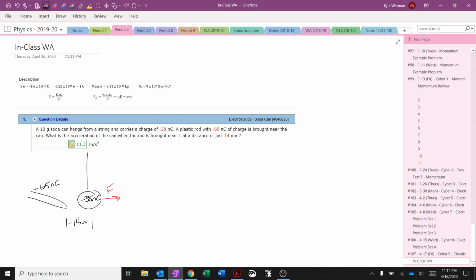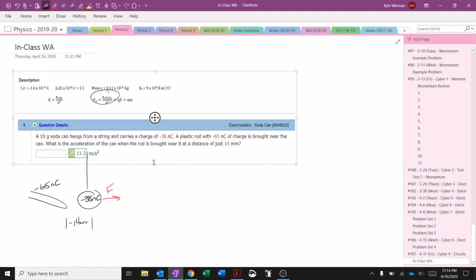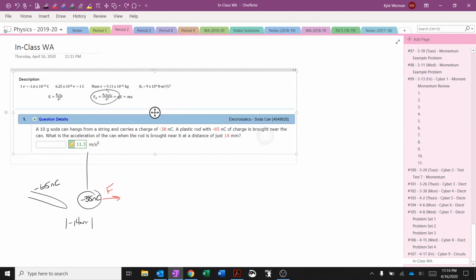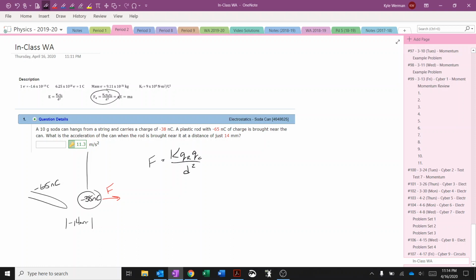And that force, according to Coulomb's law, should be equal to K, the charge of the rod, the charge of the can, over the distance between them squared. Right? And if I have a force, I have an acceleration, and they gave us the mass of the can, so we should be pretty good to go. So let's move ahead and calculate this force.